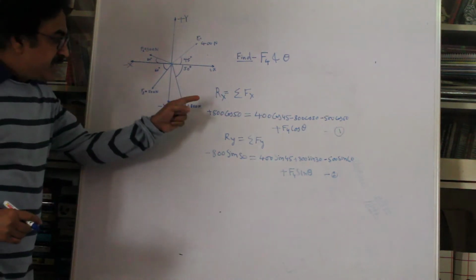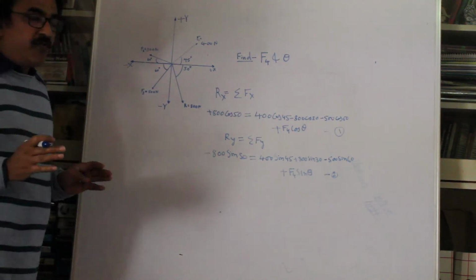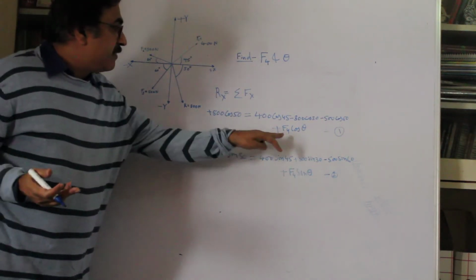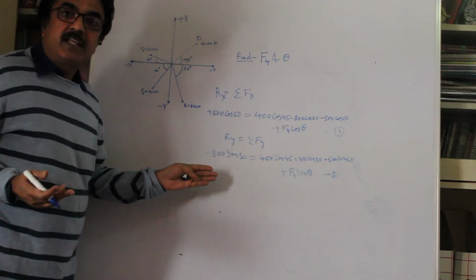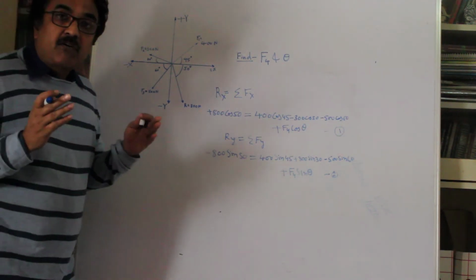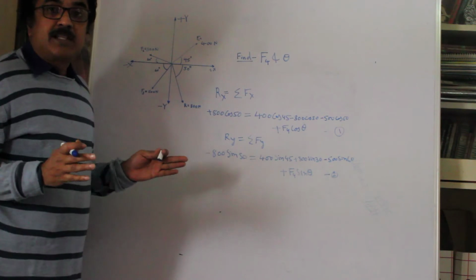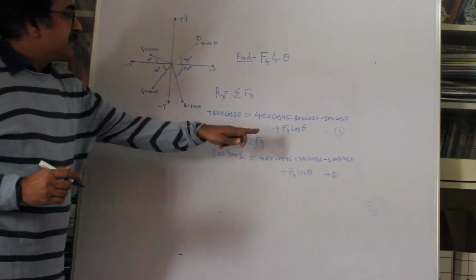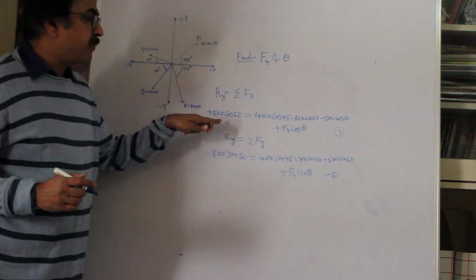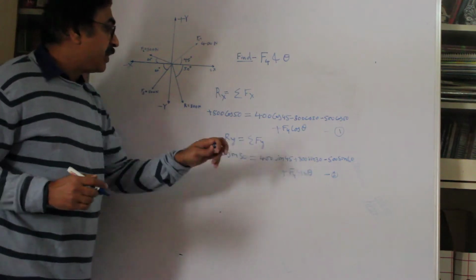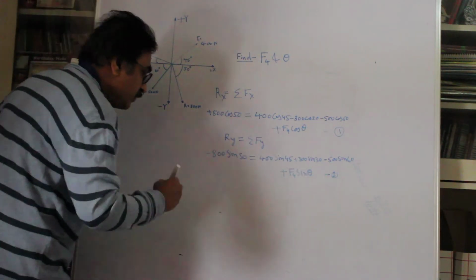Now from these two equations, we want to find out two unknowns. Two equations, two unknowns. You can find out F4 and theta by solving these two equations simultaneously. But also let's find out in which quadrant this force lies, because we would like to show that on the diagram. So just find out the value of F4 cos theta from equation number 1 and the value of F4 sin theta from equation number 2. And I am just writing those values here.